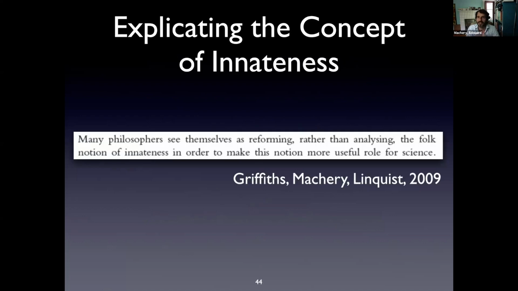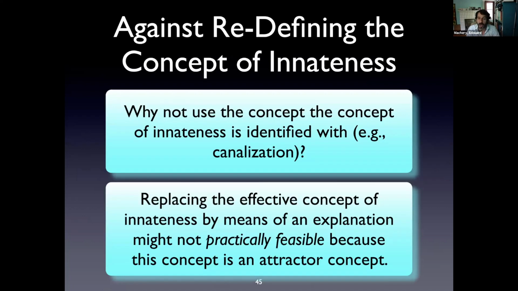But of course, scientists and philosophers of science, of cognitive science or biology, we're not that interested in using the folk concept. As we've seen in science, they wanted to reform the concept, to explicate it. But even so, we believe that it's actually not going to be a possible strategy. Why is that? Why not use the concept of fixity and identify it with a distinct property such as canalization?